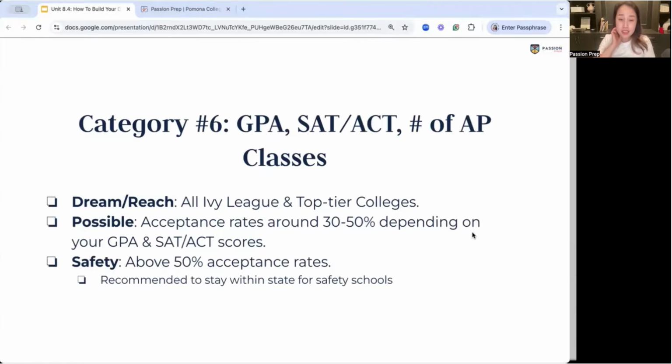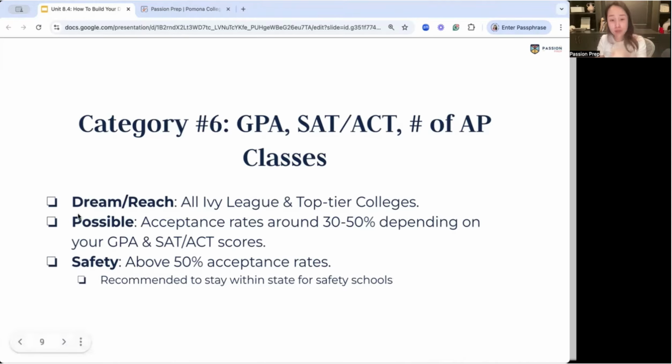Category number 6 is your stats. The way that we look at it is 3 ways: your GPA, your SAT and ACT scores, and number of AP classes. So how do we categorize what's going to be dream, reach, possible, safety? Back in the days before COVID, we actually had 5 categories, but because the competition is really fierce, we don't have 5 categories anymore. There's only 3.